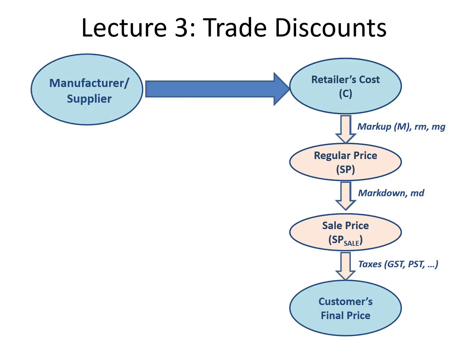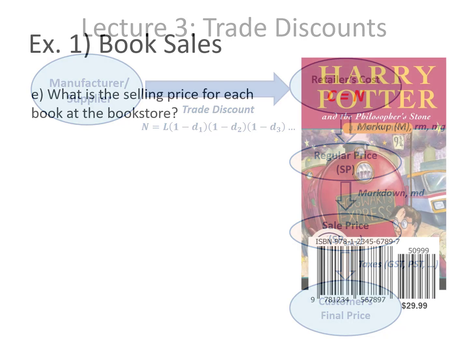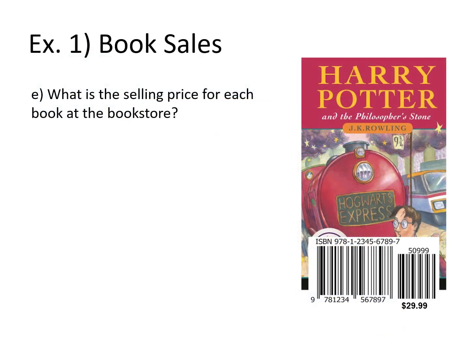So as you know, I have a love of flowcharts so that we can always sequence a problem. I want us to know that the manufacturer provides something to the retailer and that net price ultimately becomes the cost to the retailer. From there, we can do, like I said before, the markups, markdowns, etc. So I'm going to link that in right now and do a little bit of lecture 2 material. So what is the selling price for each book at the bookstore? So how much do they sell the book for?